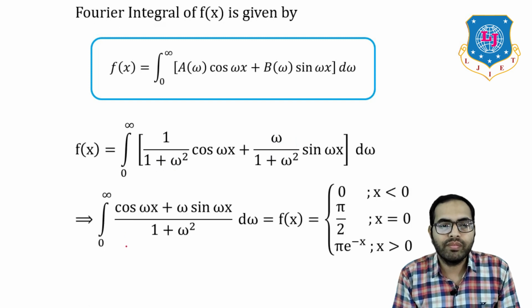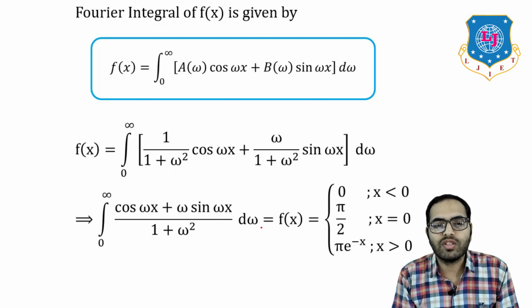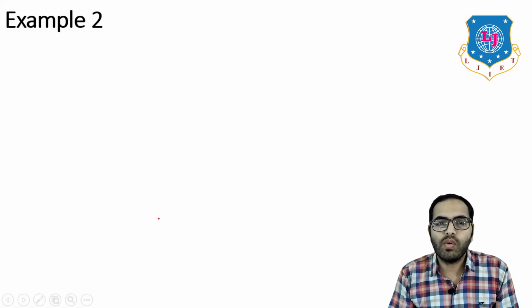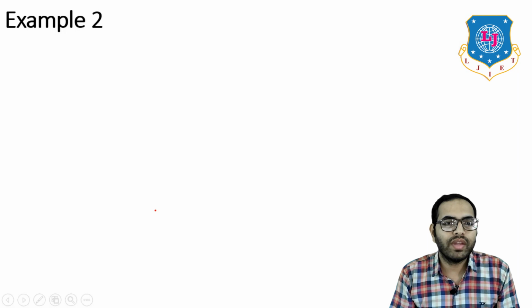Taking the LCM, that will give you integral 0 to infinite cos of omega x plus omega sin of omega x upon 1 plus omega square d omega is equal to the function, that is 0 where x less than 0, pi by 2 where x equal to 0, and pi e raised to minus x where x greater than 0. Hence, the given statement is proved. Let's move on to one more example.